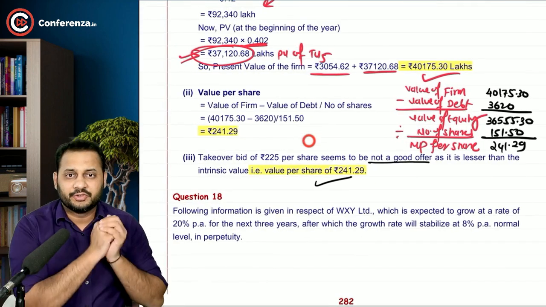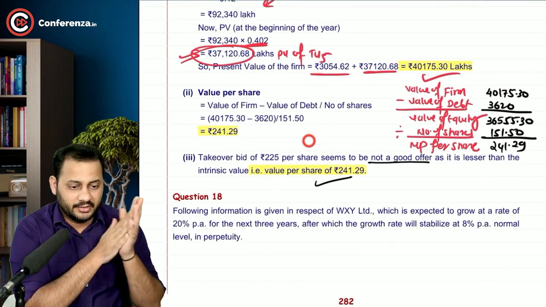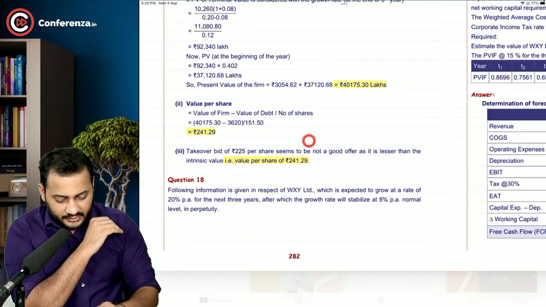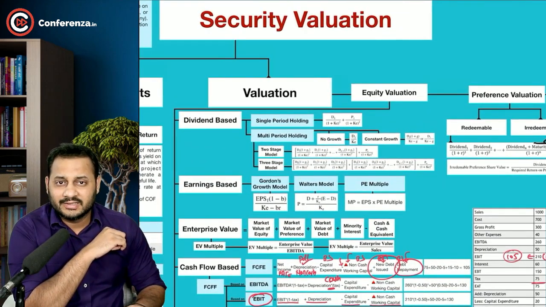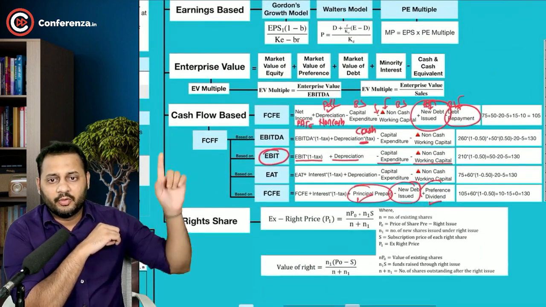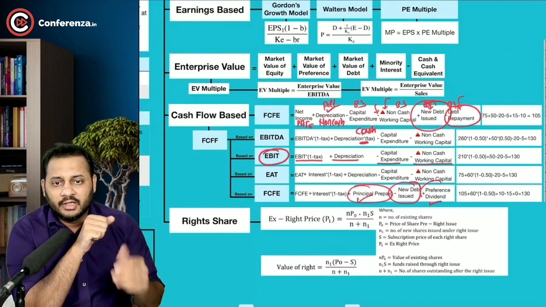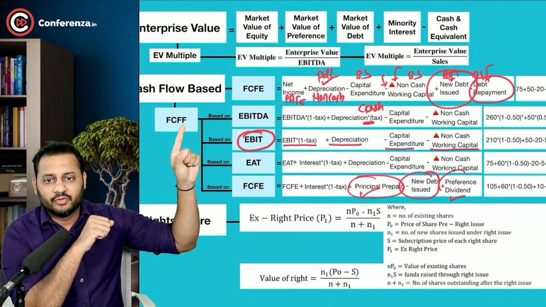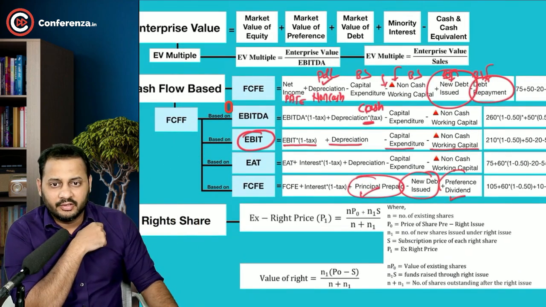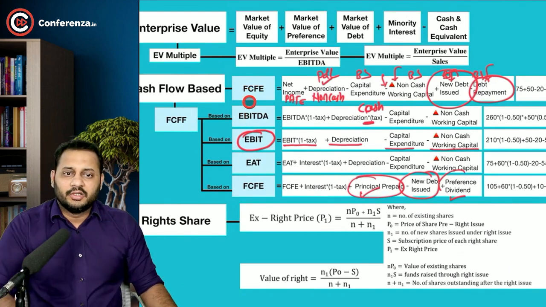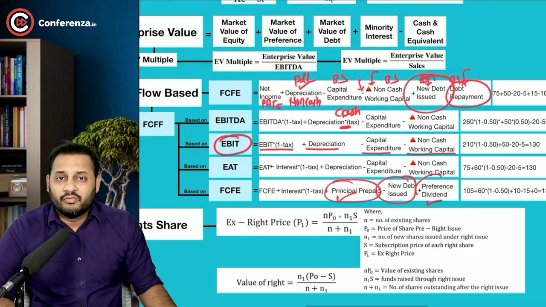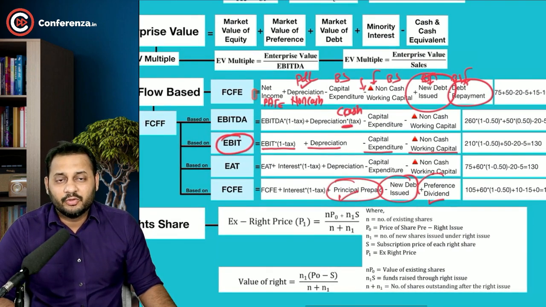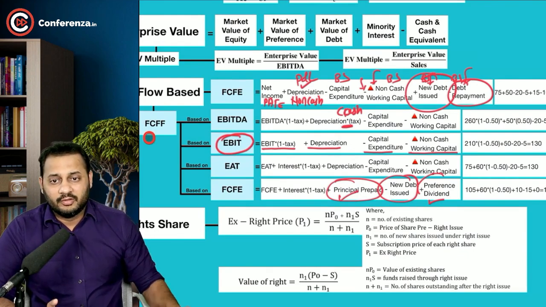So before starting this question number 18, I request you to come and discuss with me regarding the concept in the security valuation chart. If you open up the chart under security valuation and come to the point where cash flow based is written, you will see there are two things: free cash flow to firm and free cash flow to equity, right? We have discussed this in the security valuation chapter to calculate the value of an equity share. Now on the basis of this, we are going to calculate the value of the firm.